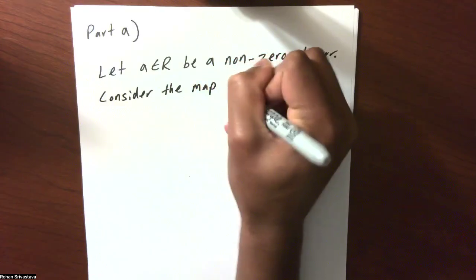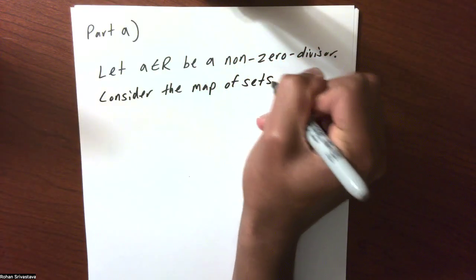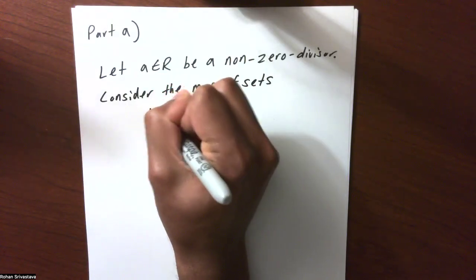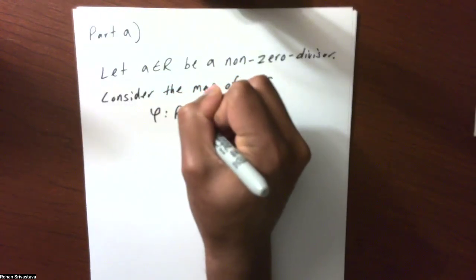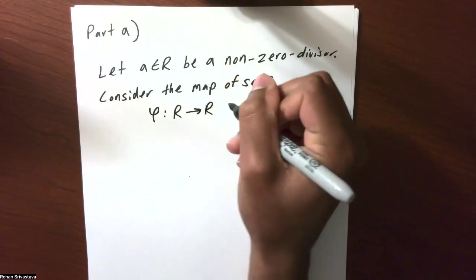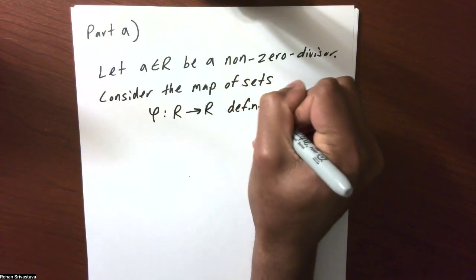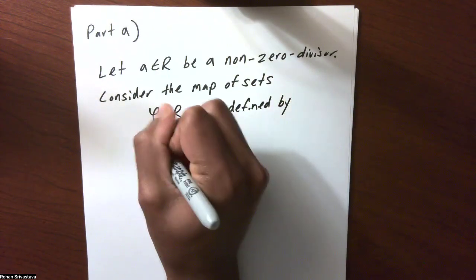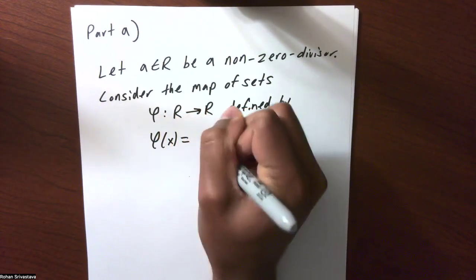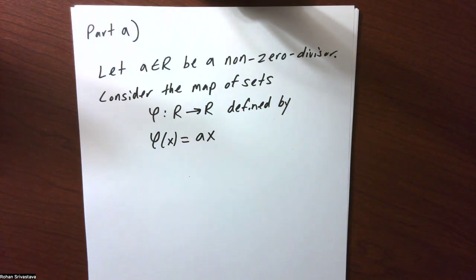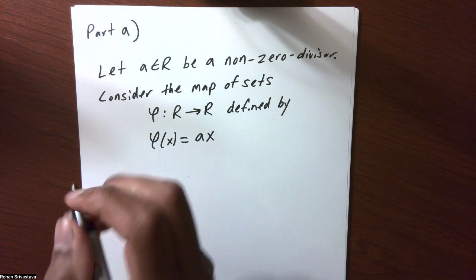All right, good. And now let's consider this map of sets. So this is just a map of sets. In particular, we're not claiming that it's a ring homomorphism or anything. It'll be a map phi from R to R defined by phi of x equals a times x. So it's just multiplication by a, our fixed non-zero divisor a. So first of all, we claim that this map is injective. So let's show that.